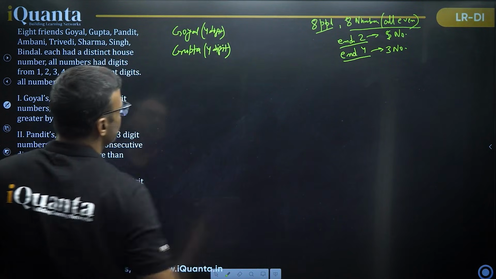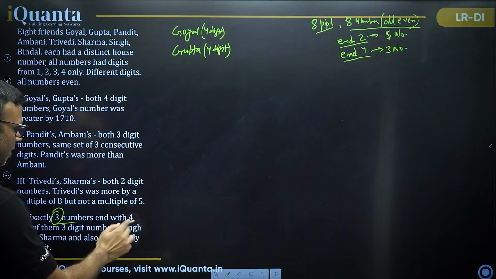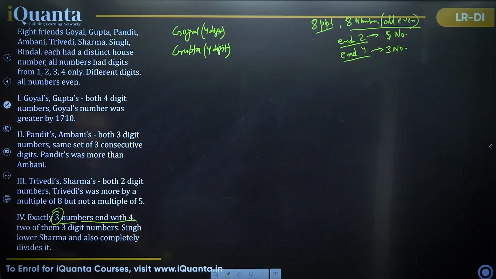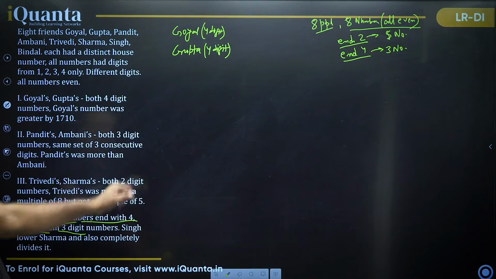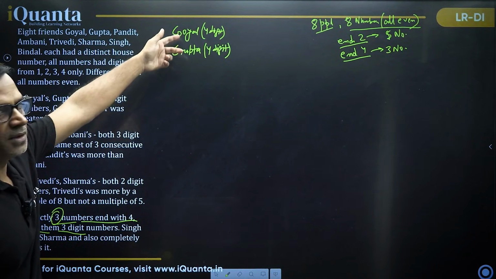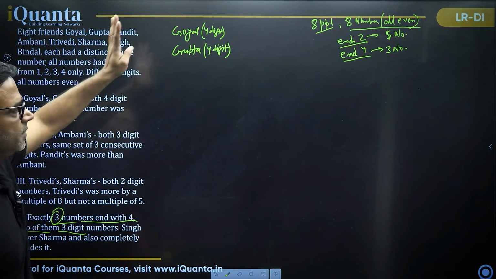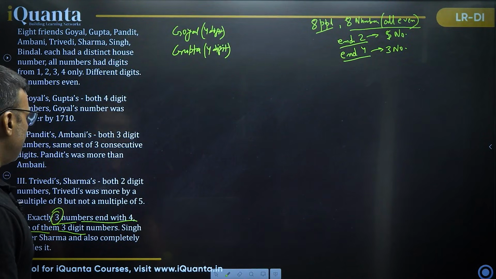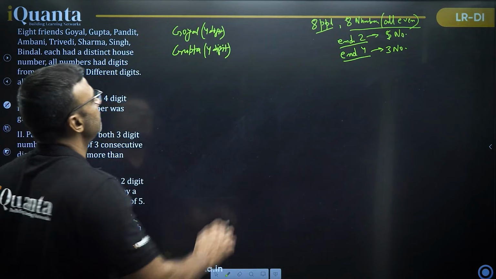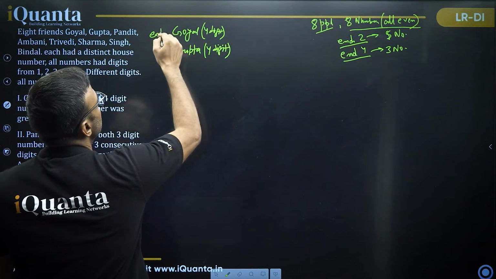If they are 4-digit numbers, they cannot end with 4, because ending with 4, there are already 2 numbers which are 3 digits. So we cannot have 2 more numbers ending with 4. Otherwise the total will be 4, right? So they cannot end with 4. They have to end with 2.